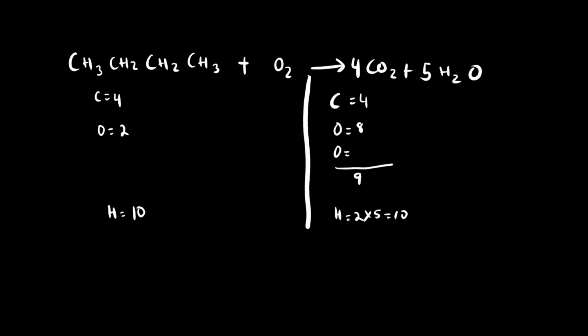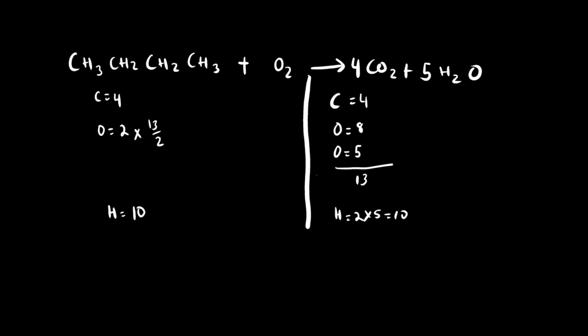So now we have 10 hydrogen on the right and 5 oxygen as part of the water. So total we have 13 oxygen on the right. So we've balanced the carbon and we've balanced the hydrogen. Now the issue is the oxygen. For the sake of balancing the equation, we are going to have to multiply the 2 oxygen on the left hand side by 13 over 2. That way we can have 13 on the left and 13 oxygen on the right.